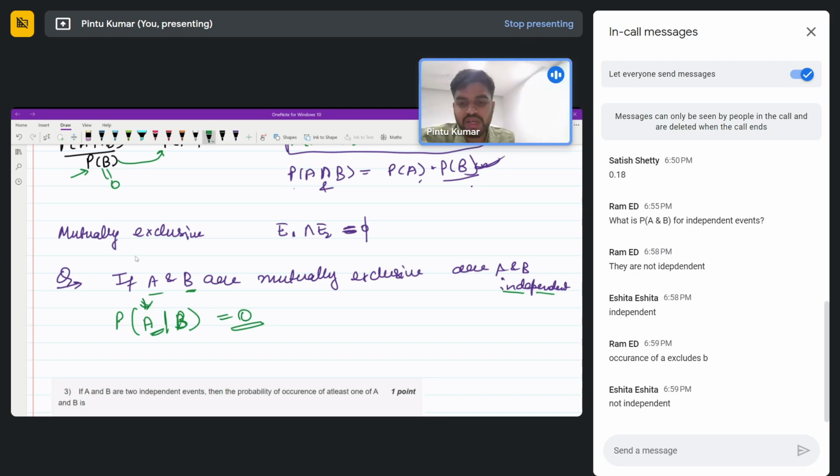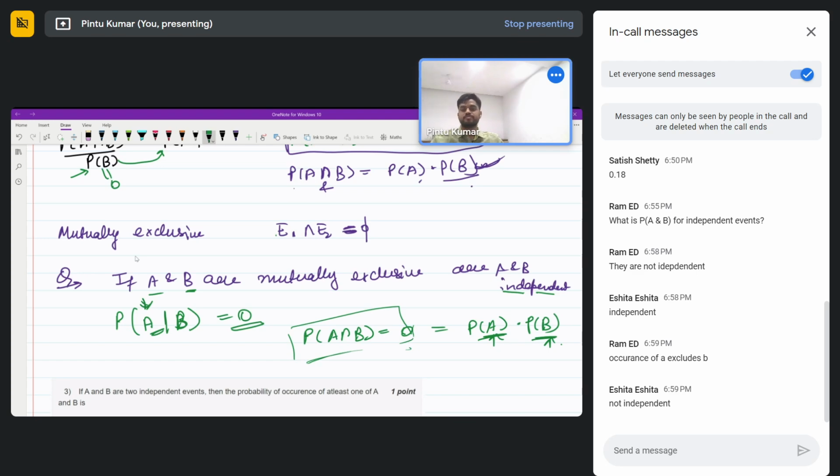And you can see it otherwise also: probability of A intersection B would be 0, because A1 intersection A2 is empty, and you want this equal to probability of A into probability of B, and you are not sure what probability of A and probability of B are. You can come up with an example where these two values are non-zero, and the intersection probability is 0.